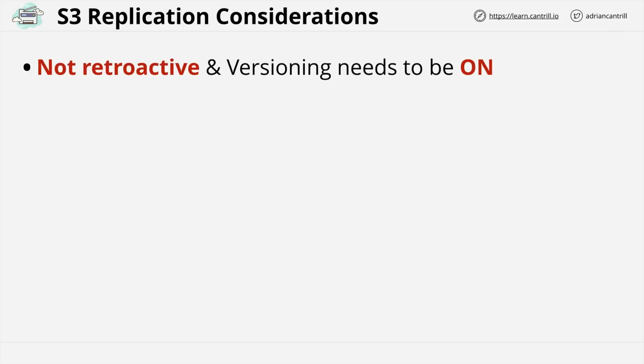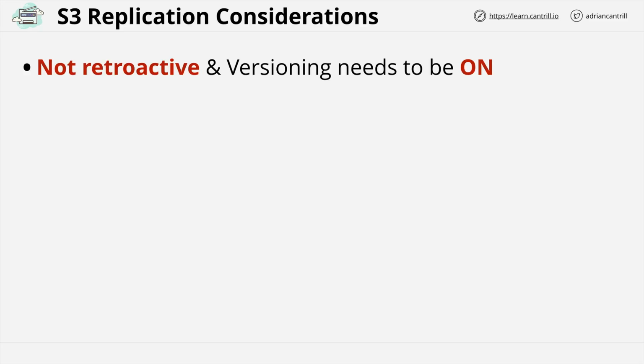Now, there are some considerations that you should be aware of, especially for the exam. These will come up in the exam, so please pay attention and try to remember these points. The first thing is that replication is not retroactive. You enable replication on a pair of buckets, a source and a destination, and only from that point onward are objects replicated from source to destination. So if you enable replication on a bucket which already has objects, those objects will not be replicated.